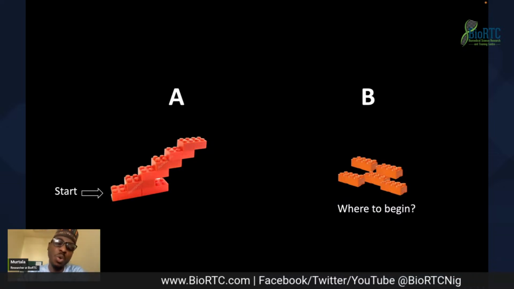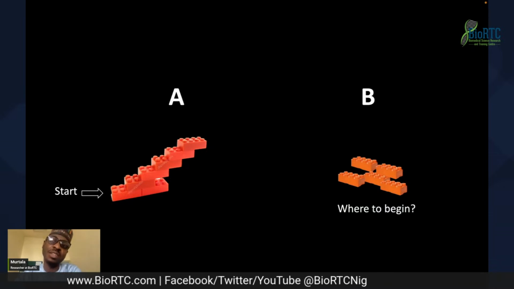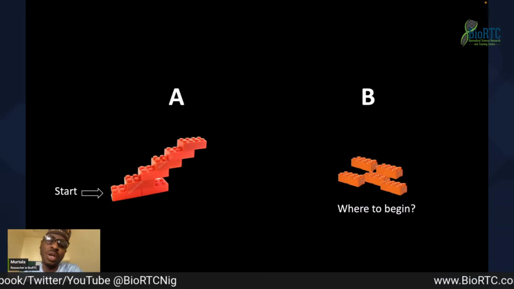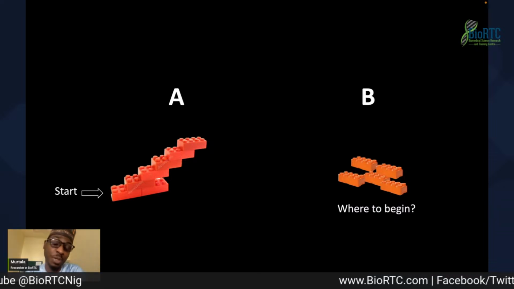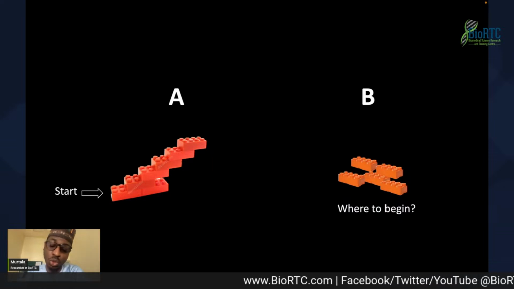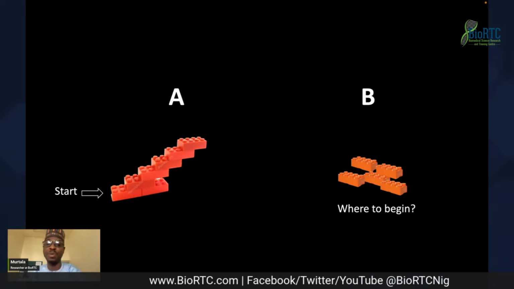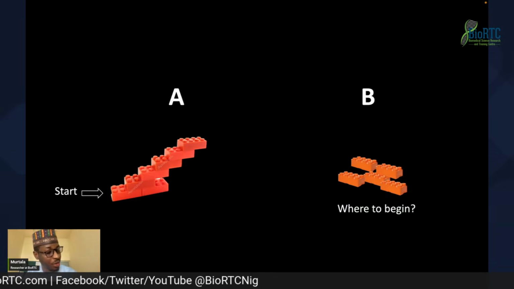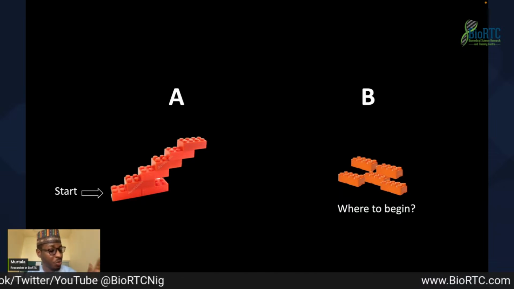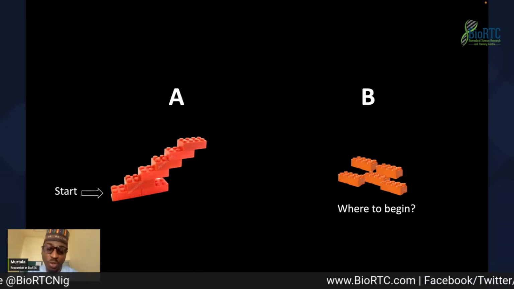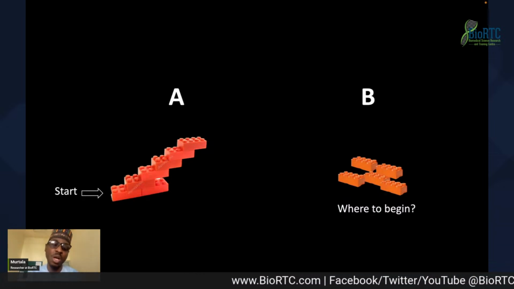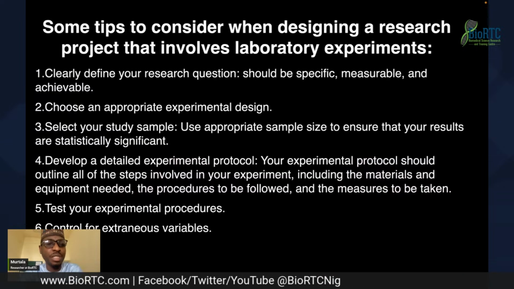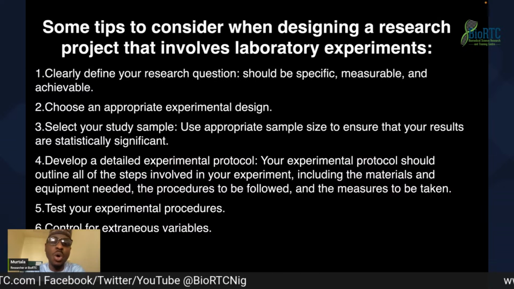So I'm going to focus more on category B, and I imagine, this is just my guess, that a lot of those listening, especially those that want to come to BioRTC, will fall into category B. This is where people know that the supervisor is working in neuroscience or in malaria. You know you are going to work in that area, but you don't really know exactly where you are going to start. So I'm going to give you some tips for when you are designing your research projects.